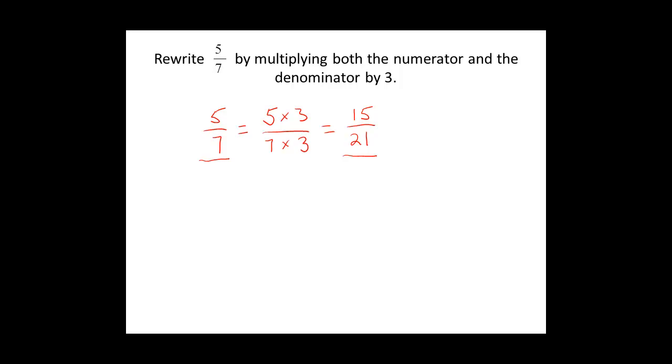Sometimes this is important. In order to add fractions, we will sometimes need to multiply numerators and denominators by the same number in order to get common denominators. You will see this in sections to come. Rewrite 5/7 by multiplying both the numerator and the denominator by 4.